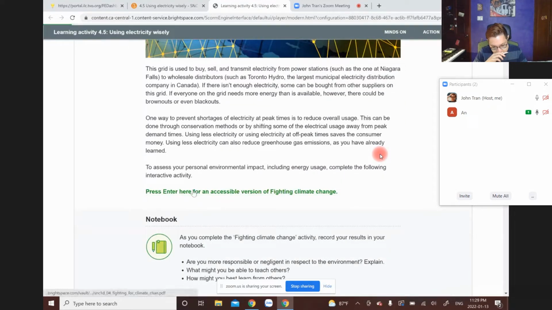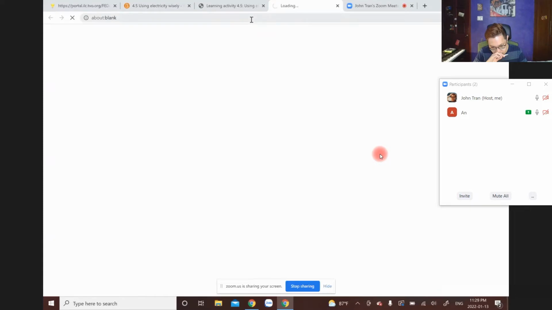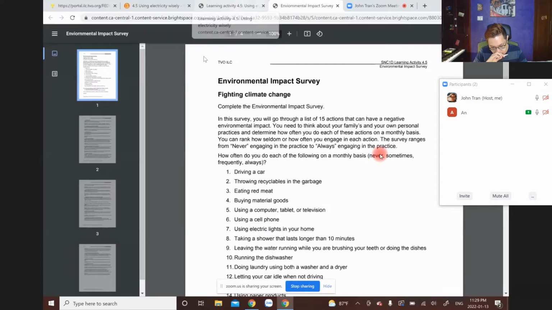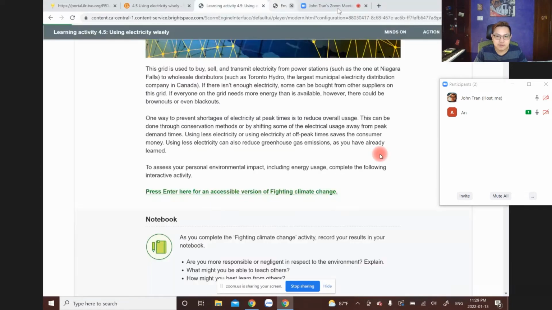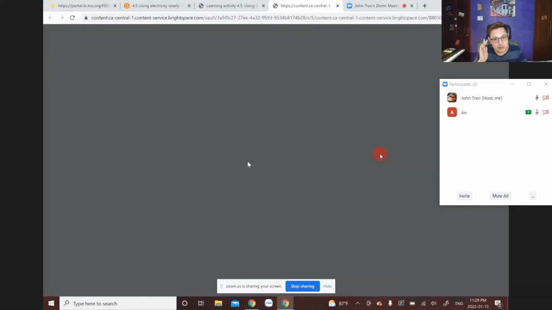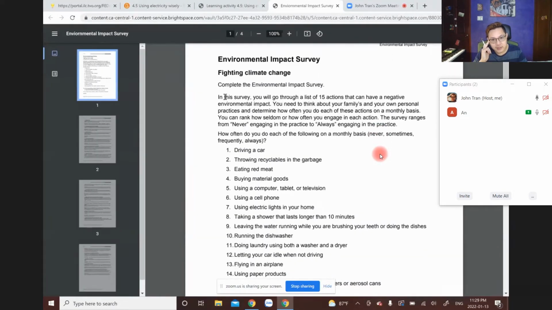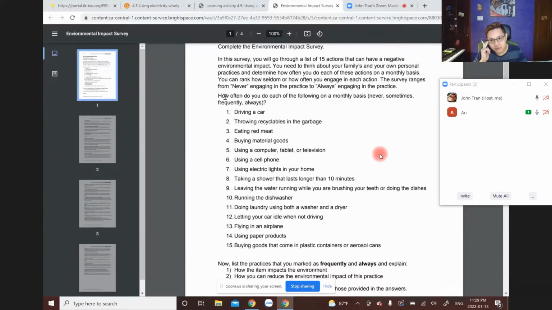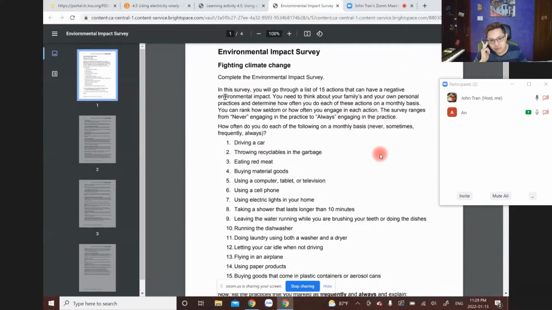To assess your personal environmental impact, including energy use, complete the following interactive activity. It's a quiz, a survey for fighting climate change. So basically, it assesses your usage of these services or activities on a monthly basis to see how much CO2 you're producing each month.